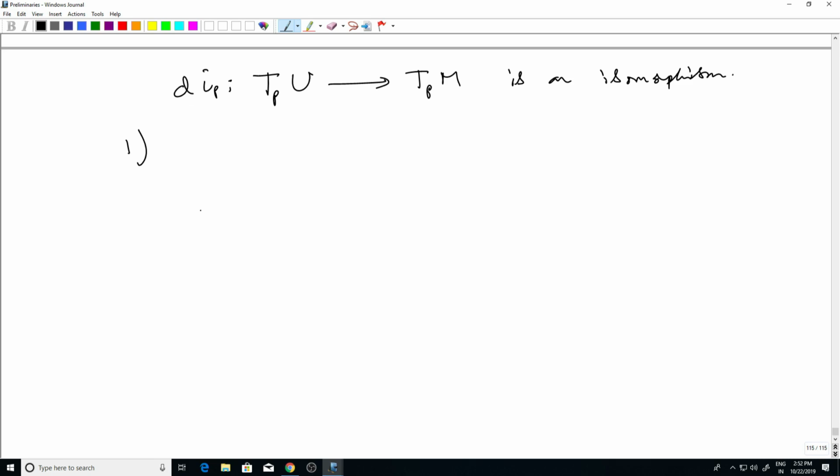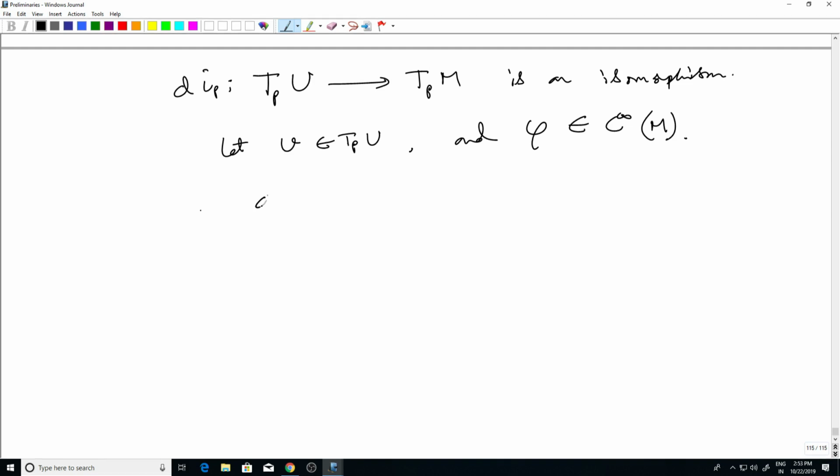So let's see what this map does. First, before we prove injectivity and surjectivity, let's just see what this map does. If I start with a V in T_pU, then DI_p of V should give me an element of T_pM. So in other words, it should act on a C infinity function on M.